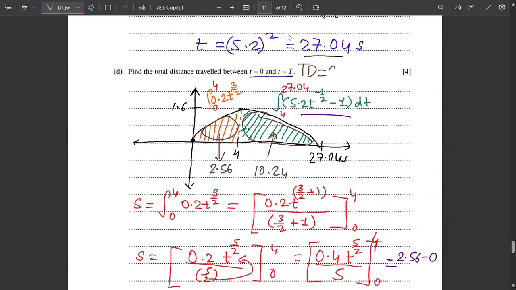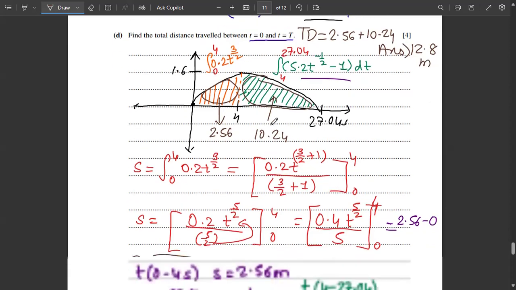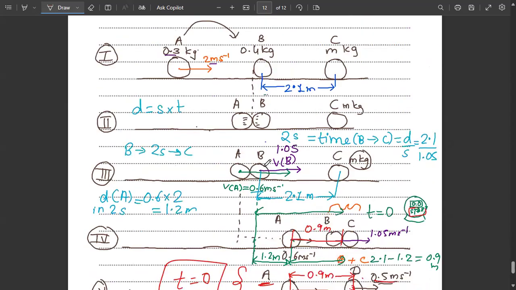So total distance is 2.56 plus 10.24, which is 12.8 meter. So the total distance traveled is 12.8 meter. And that's how we end this question and we also end this paper.